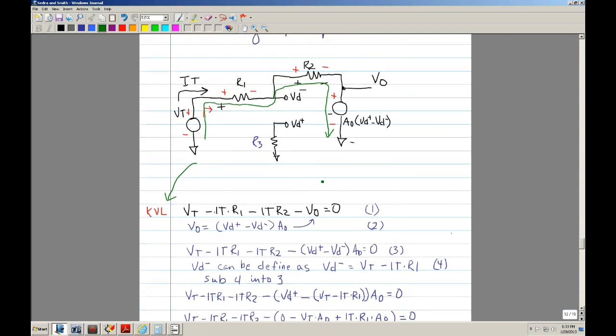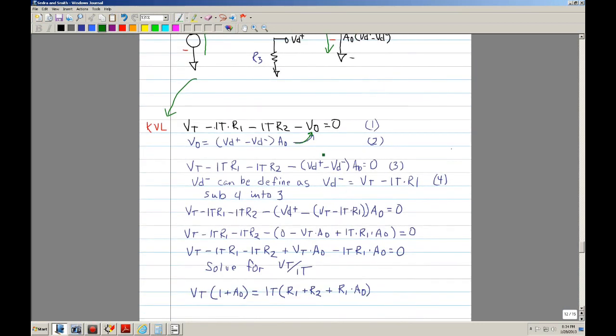Another important step in setting up the equation is how you define Vout. You can define it as the differential voltage, VD plus minus VD minus, times the open loop gain. And what you do is you insert that right there. Basically, you substitute equation 2 into 1. Once you do that, we have this third equation.